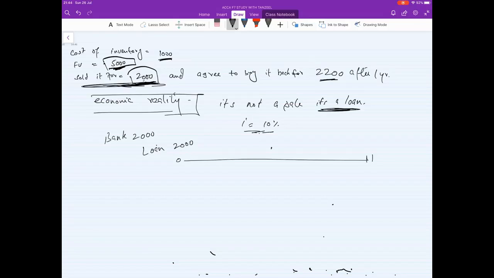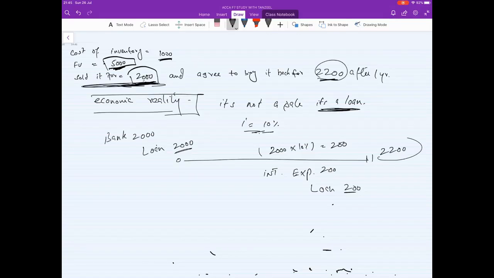So the present value is 2000 multiplied by 10%. The present value of this is 200. So in this way, I will have to pay some interest expense. So interest expense of 200, and I will credit the loan. Previously the loan was 2000, and now add 200 more, it means 2200. This is the price. So this is what I said, that after 12 months I will pay you 2200, and I have included interest effect in it.